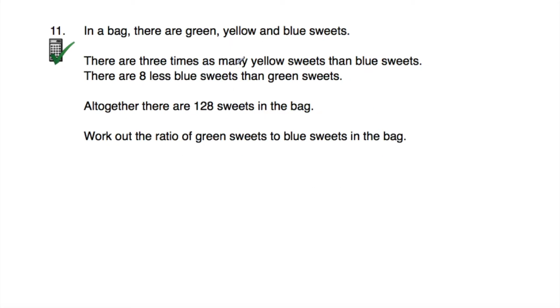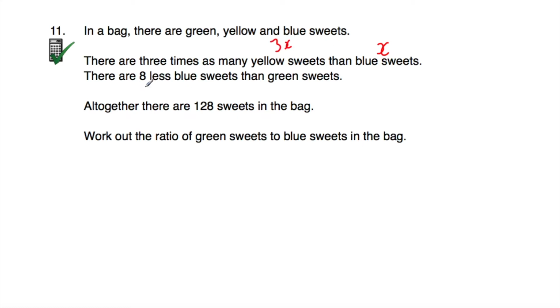Okay, so this question looks quite complicated because there's a lot of information, but let's start off by forming an equation, because we're told some information about the yellow, the blue and the green sweets in the bag, and we know how many there are altogether. We're told there's 3 times as many yellow sweets than blue sweets. So let's let the number of blue sweets be x, and then if there's 3 times as many yellow sweets, that would be 3 times x, which is 3x.